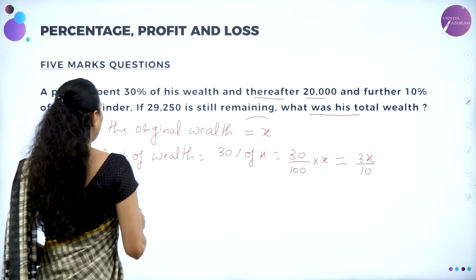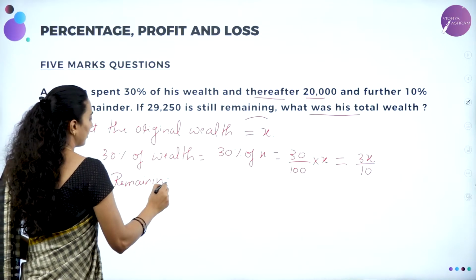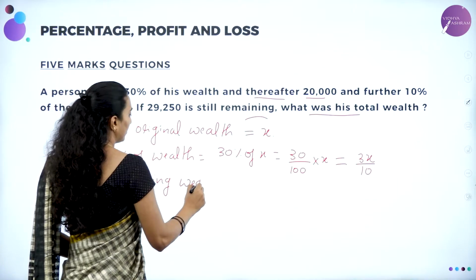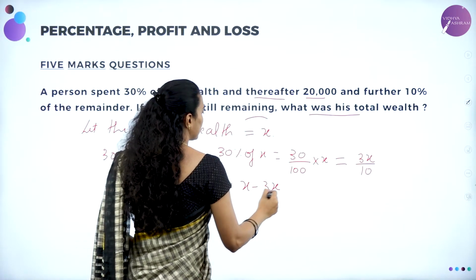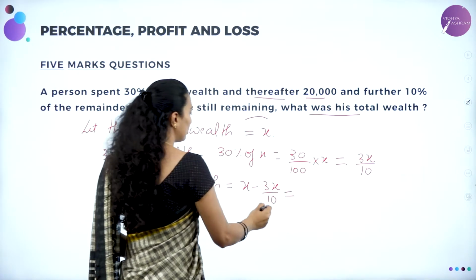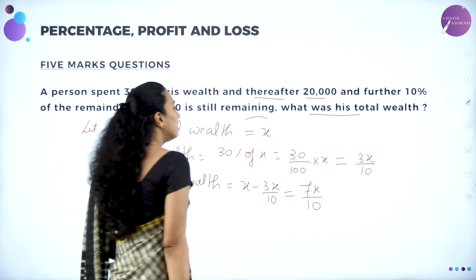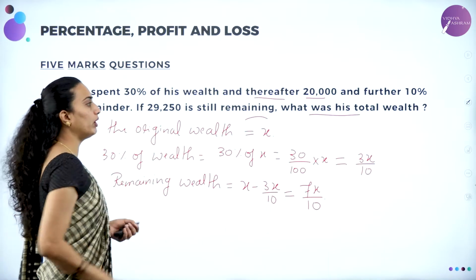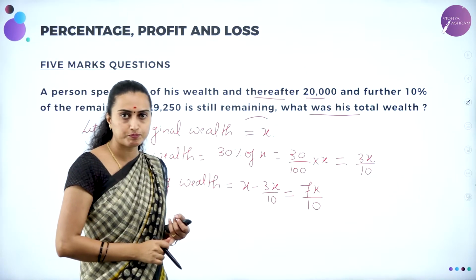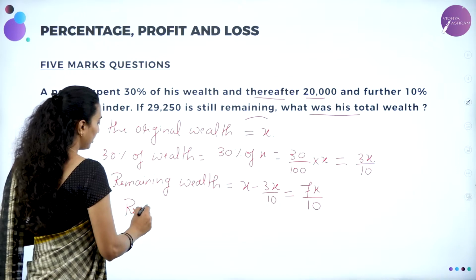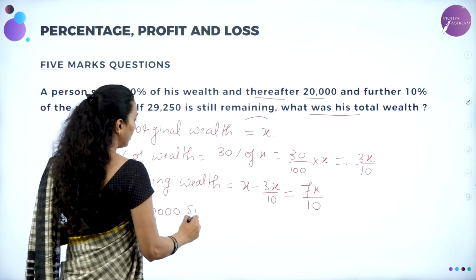Now they have given the remaining wealth. You subtract from the original, that is x minus 3x divided by 10, which equals 10x minus 3x is 7x divided by 10. Correct? Now 20,000 thereafter means 20,000 of this he is going to spend, isn't it? So rupees 20,000 spent on his health.